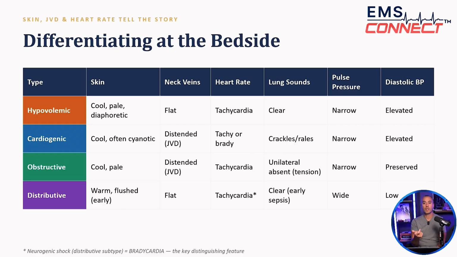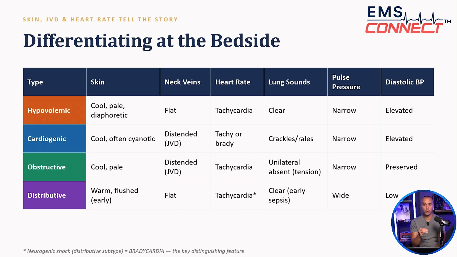They're going to be cool, possibly pale, possibly diaphoretic. They're going to have flat neck veins because the tank is low. Heart rate's generally going to be up. Their lung sounds should be clear. And that pulse pressure, because that vascular tone is still being able to maintain, that diastolic pressure should be high. So their pulse pressure gets narrowed. And at the very end, as you see there, elevated diastolic blood pressure.